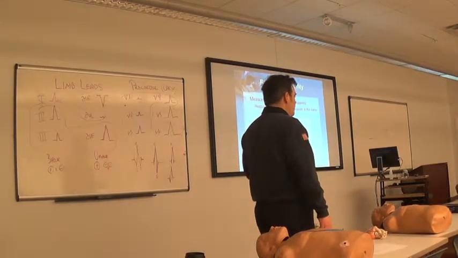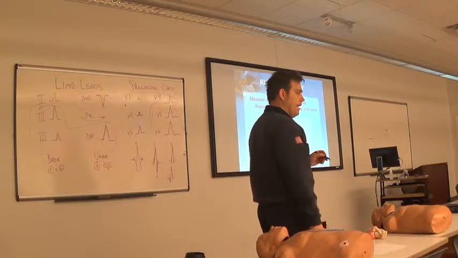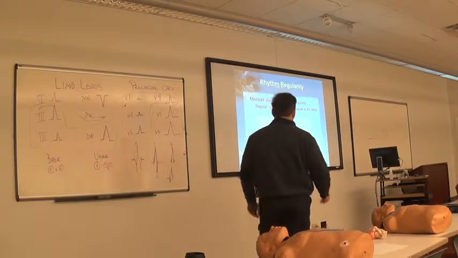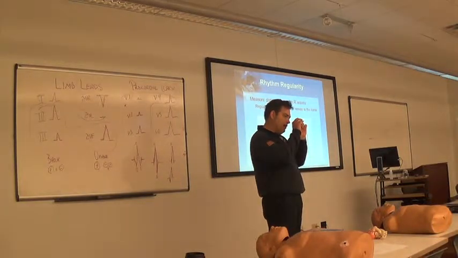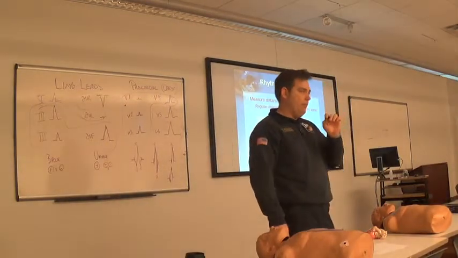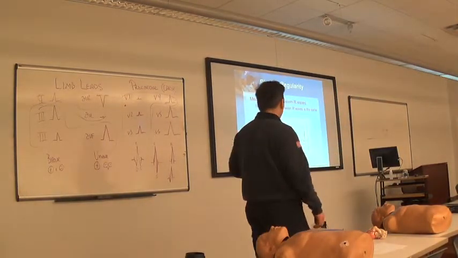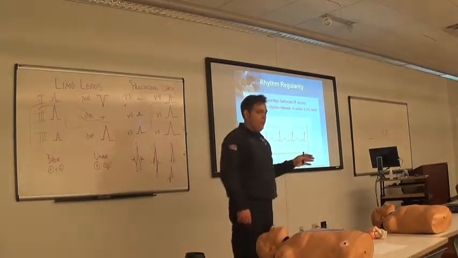So when we're looking at the rhythm strips, we want to know: is the rhythm regular or irregular? Now you can have some variance where it's just a little bit off of the timing. You can give it a little bit, but for the most part, your R wave should be nice and plottable. So that's how we do rhythm regularity.